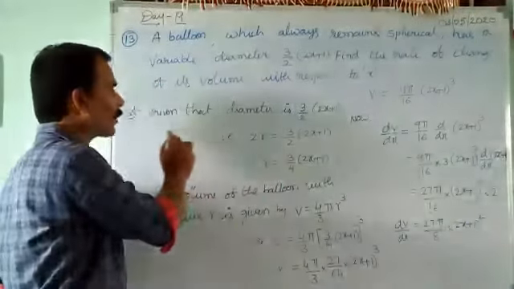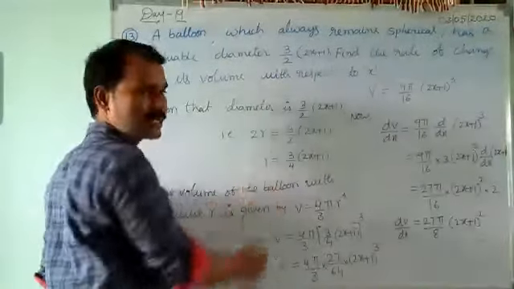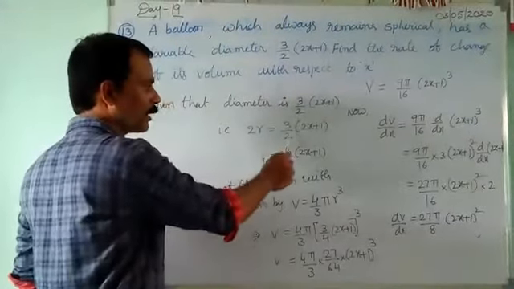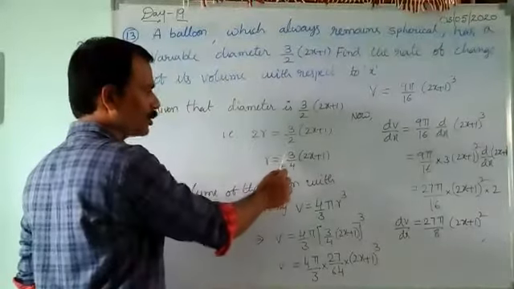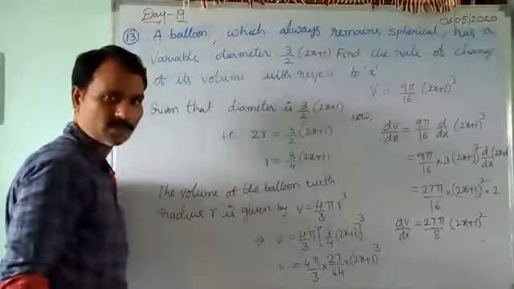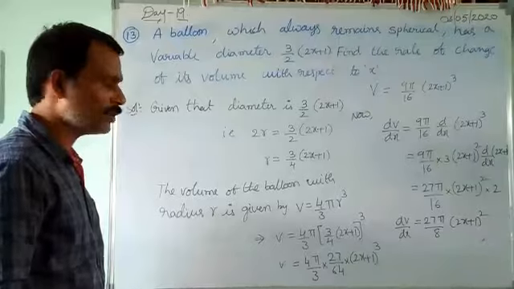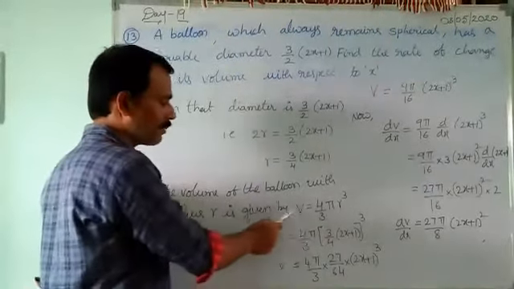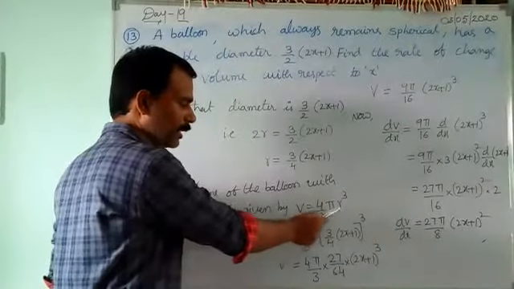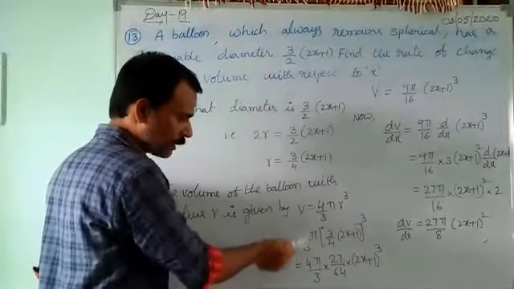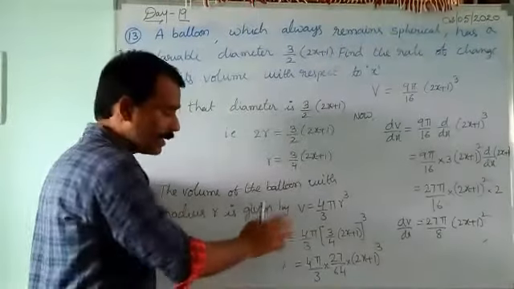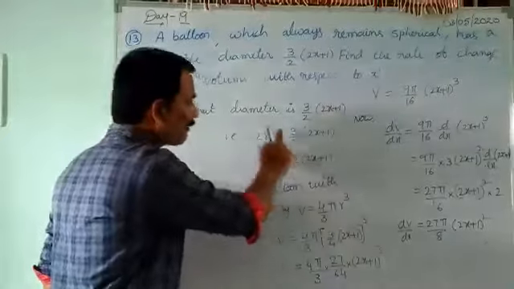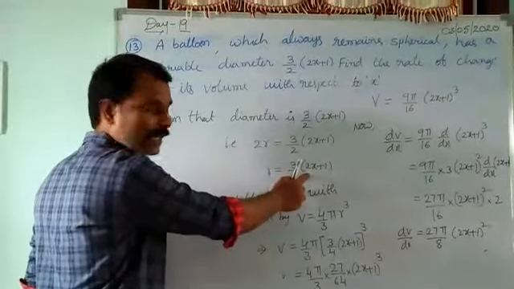What is given in the problem? Diameter is 3 by 2 of (2x plus 1). That is nothing but 2 into radius is equal to 3 by 2 of (2x plus 1). So r is equal to 3 by 4 into (2x plus 1). The volume of the balloon with radius r is given by V is equal to 4 by 3 into pi into r cube. I am doing the simplification to make it in terms of x, because r is given in terms of x.